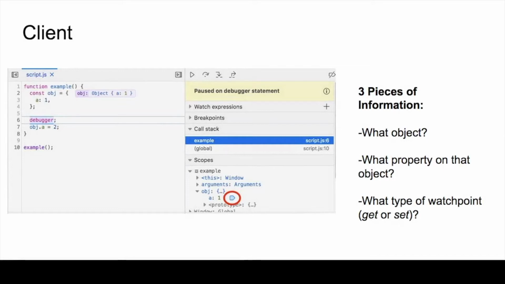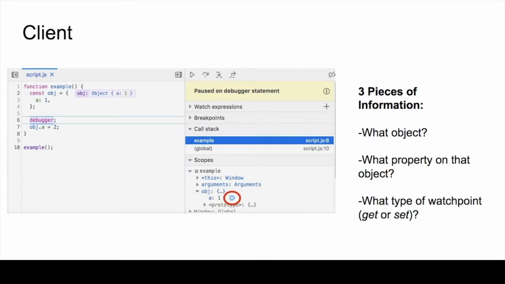What happens in the server code when you add a watch point? First, let's start by looking at the user interface. When you add a watch point, 3 key pieces of data are gathered on the client side and then passed to the server. The first is what object. The object we click on in the scopes pane must be identified so the client can communicate with the corresponding class that represents that object in the server.